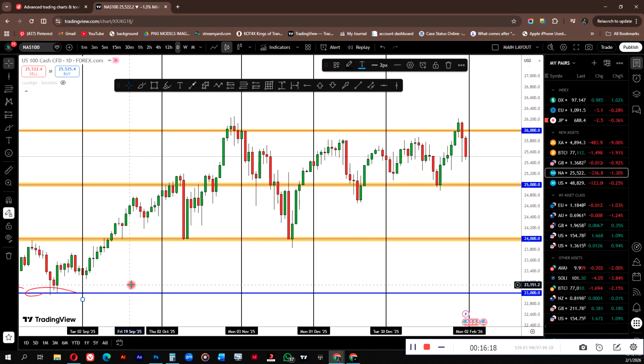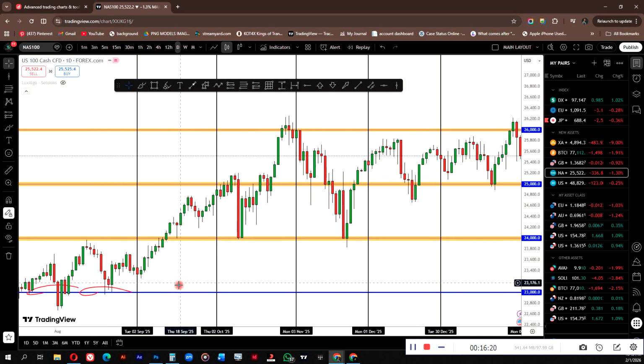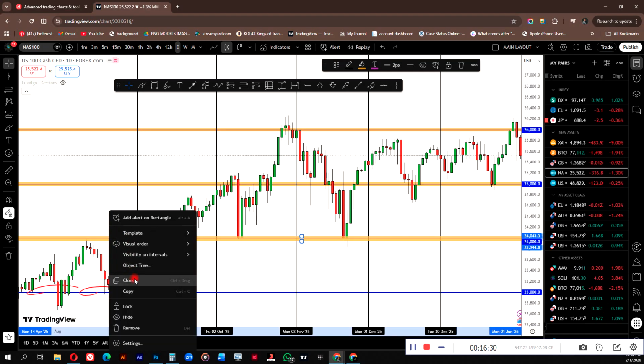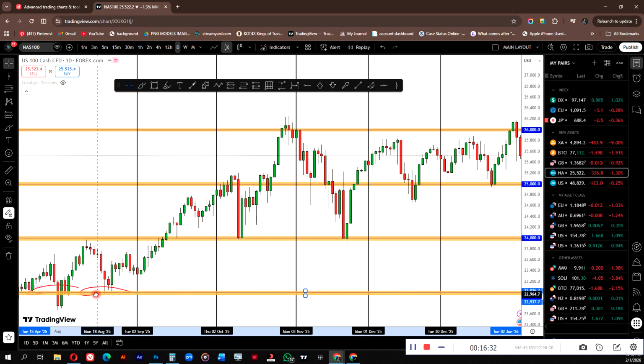Okay, now let's talk, guys. September, let's go to a real example. See, September, price was trading from 23 to what? 25. Yes or no? In October, price traded within 24 to what? 26. In November, it traded from 26 back to 24.